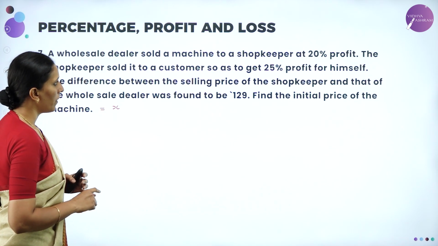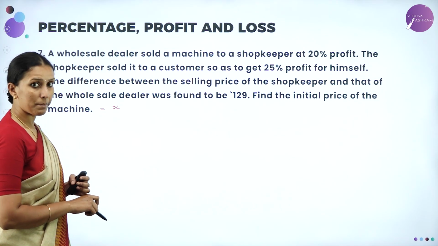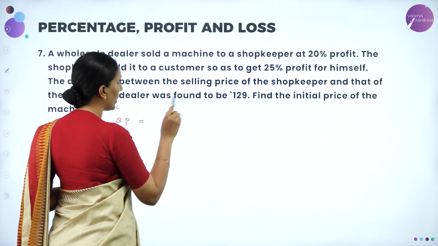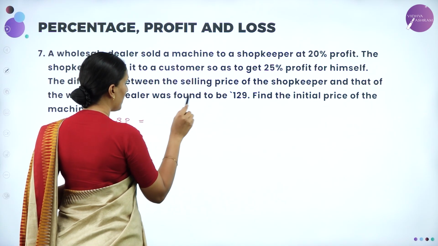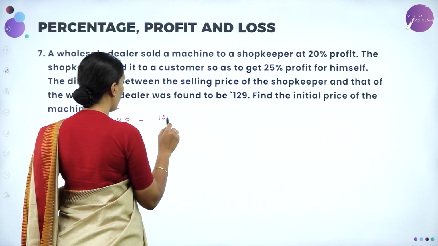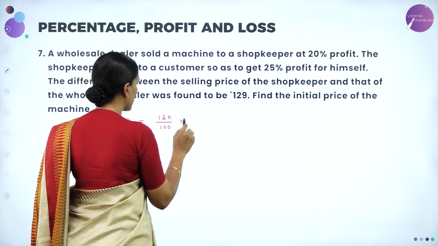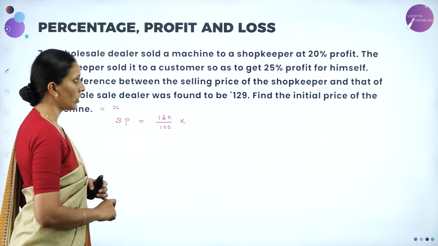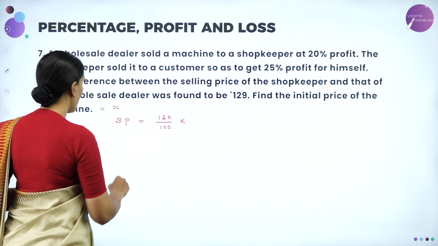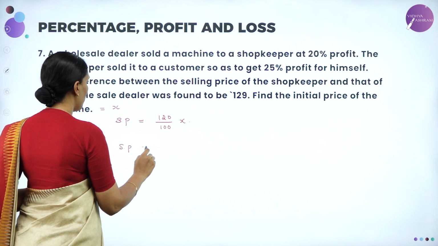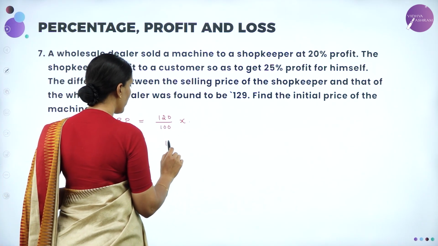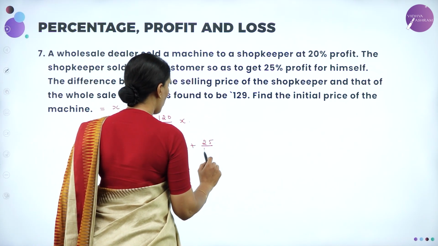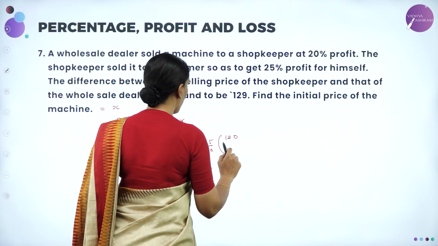So he sells the machine to a shopkeeper at 20% profit. So therefore, the selling price where a dealer sold it to the shopkeeper was 20% more profit, that is 120 by 100x. Next again, the shopkeeper sold it to the customer so that he'll get 25% for himself. So the new selling price will be equal to the cost price which he bought plus 25% of the cost price which he bought.